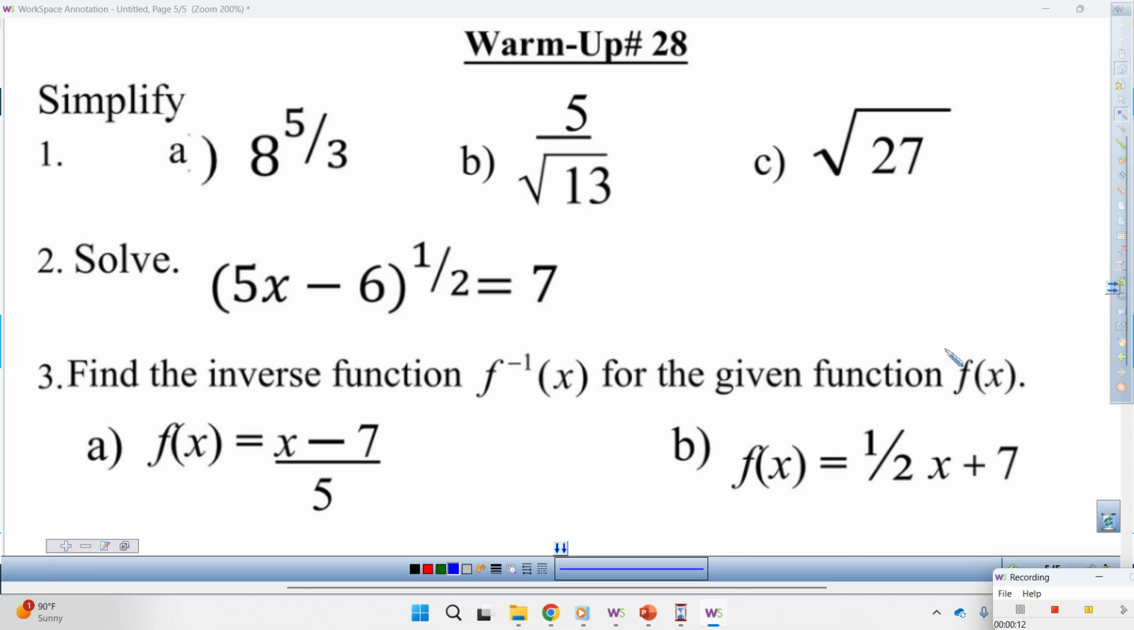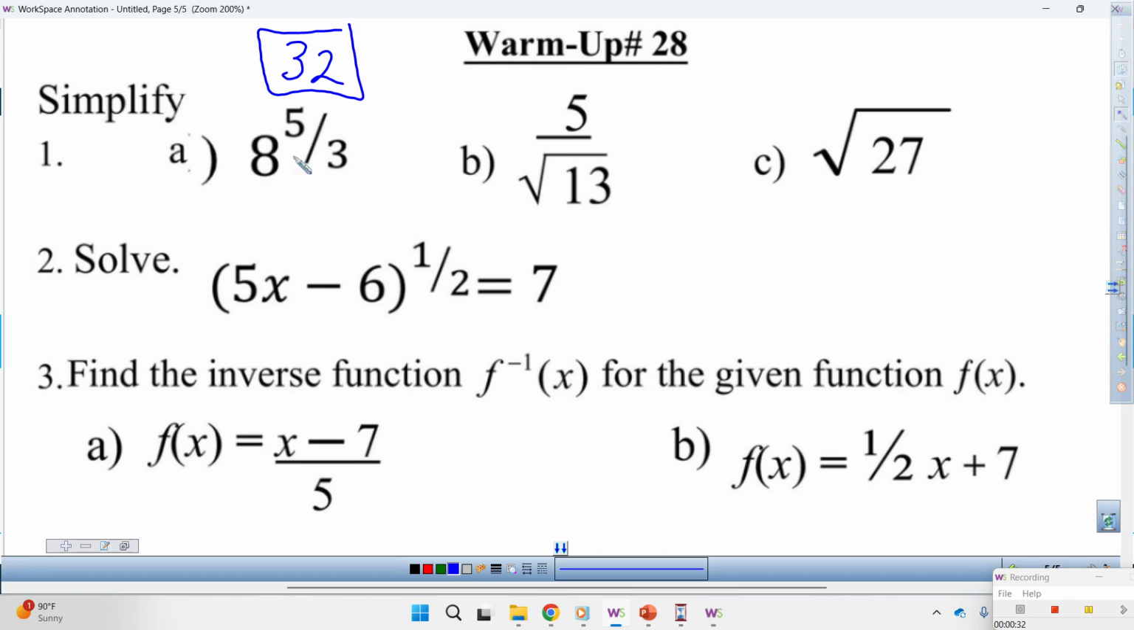All right, let's go with number 1A. I just need an answer. Okay. Autumn, what'd you get? What is it? 32. Hands if you got 32. That is correct.